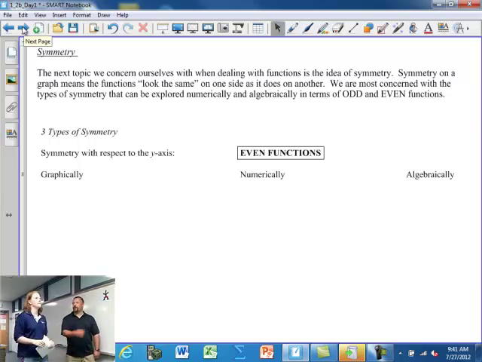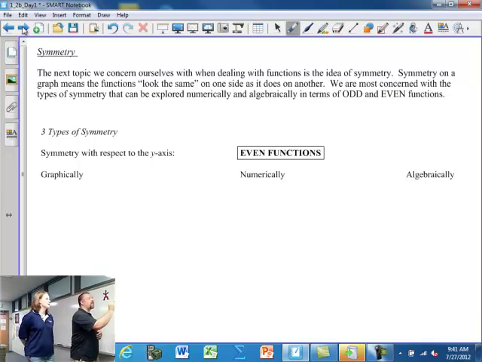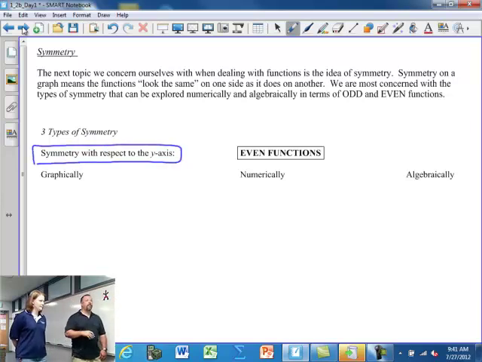Well, symmetry deals with things looking the same on both sides. So we have three types. Two of them are really important, even and odd. Symmetry with respect to the y-axis is going to be an even function, and this is where we're going to pick up the next lesson from. But for today, we're just going to look at pictures and numbers. The algebraic part of it is a proving part, and we're going to deal with that in the next lesson. So graphically, what does that mean?